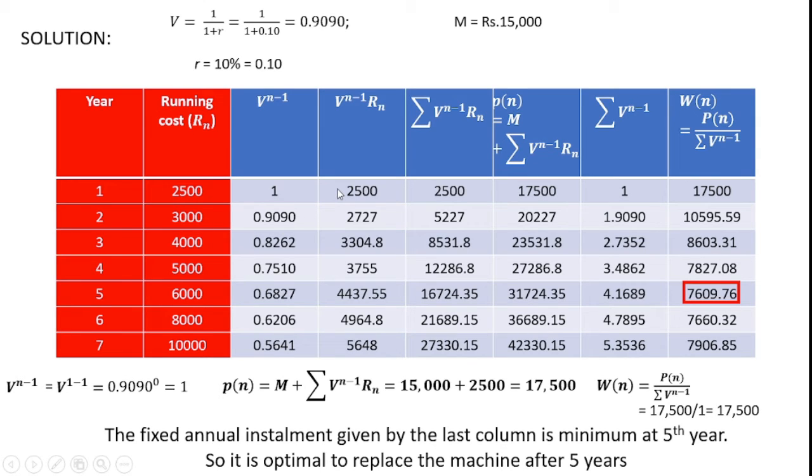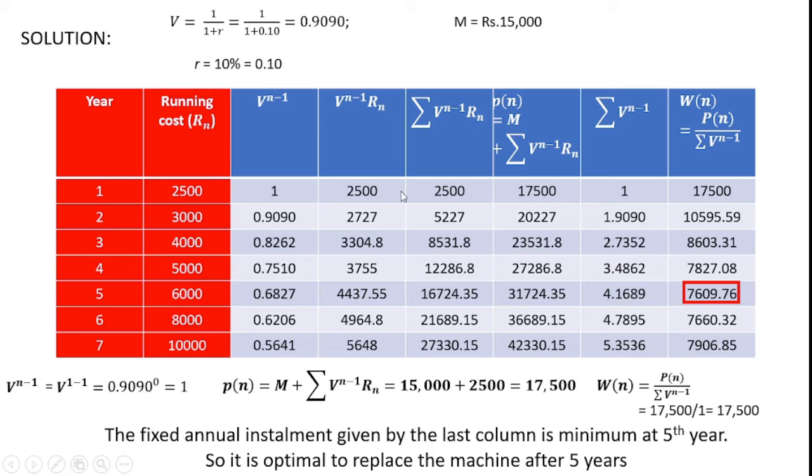After that, the next column is the product of running cost and v power n minus 1, so I multiply both columns with each other. 2500 into 1, I can get 2500. The next column is used to find the summation of every year.